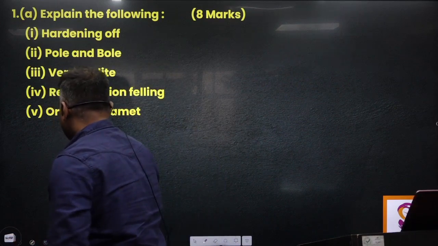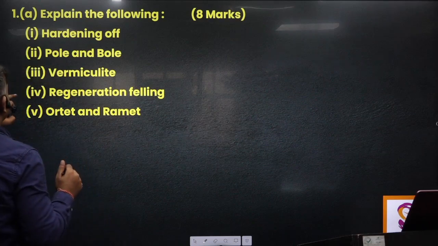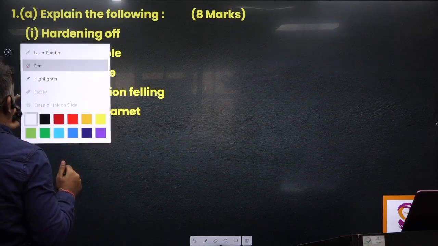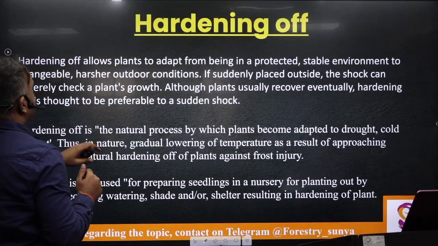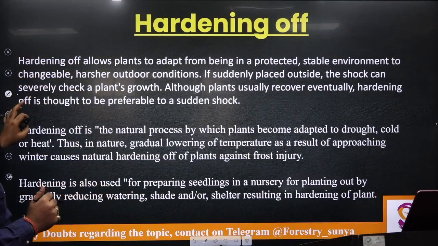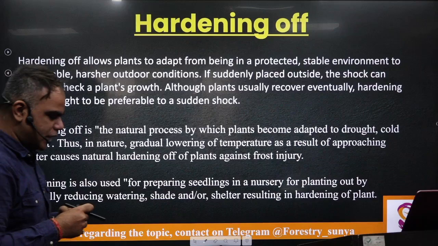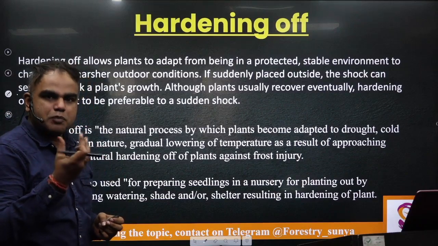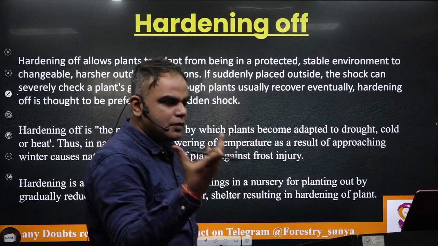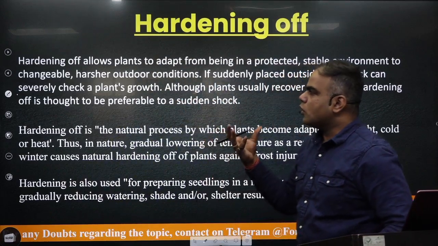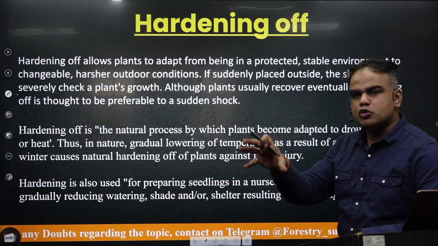For example, we will start with hardening off, and then for each of the terms we'll try to go ahead. When we start with hardening off, and this is something you've already done, but I'm just trying to tell you, hardening off is the process wherein we allow the plants to adapt to real conditions.